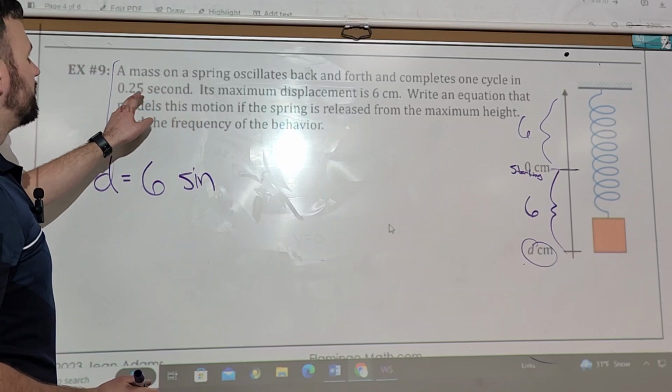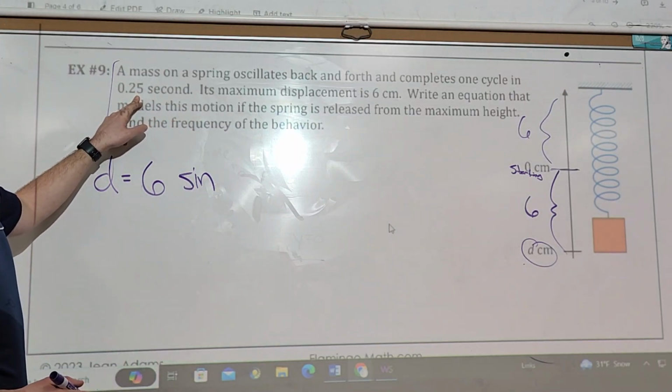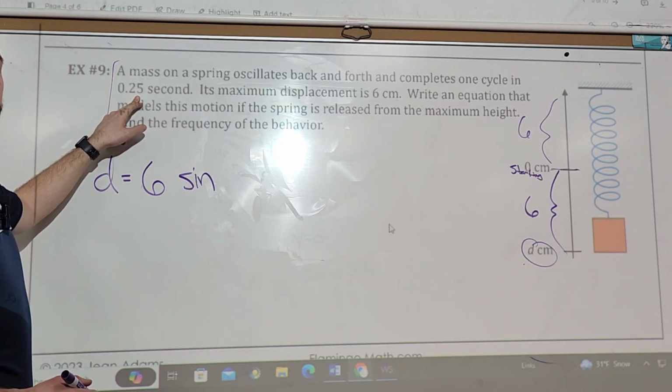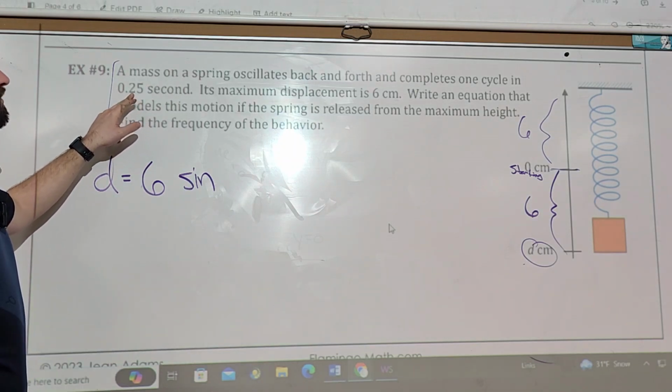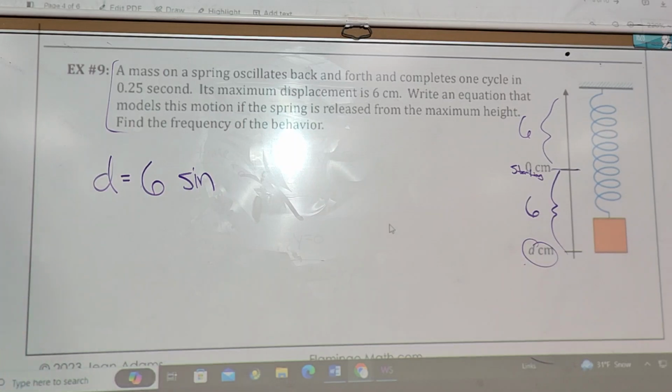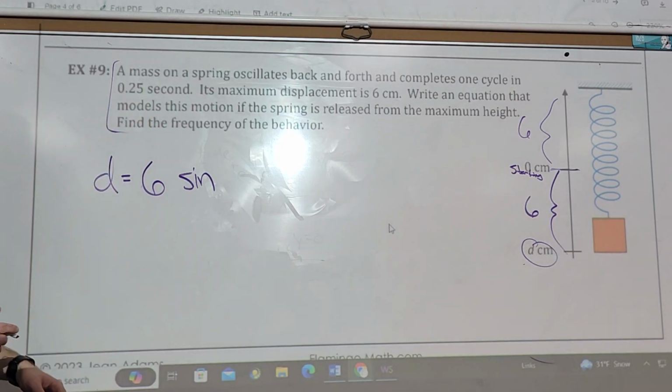Now, it completes one cycle in 0.25 seconds. What's that mean? Is that my period or my frequency? It's one cycle. Which one gives us a cycle per time? Which one's cycle over time? Do they give us time or number of cycles? All right, which one has time on top? Okay. We got there.